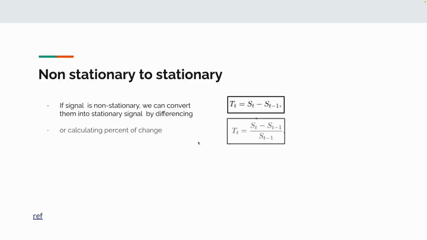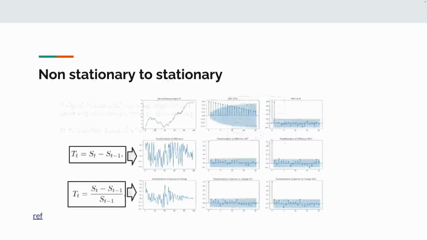Another way is to take the ratio: S at t minus 1, and then you divide by the value at S at t minus 1. Here we are showing two examples of how we make a non-stationary signal stationary. This is clearly a non-stationary signal, and this is a stationary version obtained by taking the subsequent timestamp differences. And this is another stationary version where we do the difference and then the ratio.